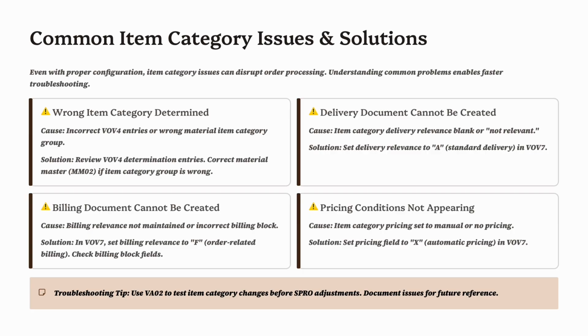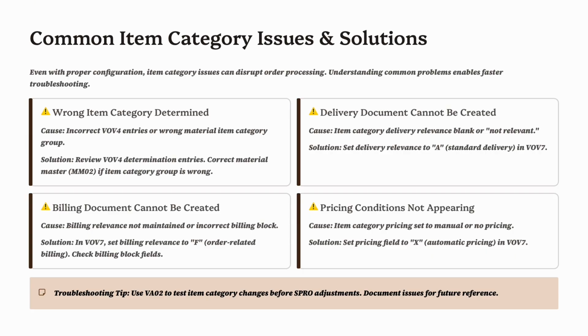1. Item not appearing in delivery. This is one of the most frequent problems. Causes usually include: item category is not delivery relevant, schedule line category is incorrect, no confirmed quantity due to ATP failure. The fix is normally found in the item category settings or schedule line determination.